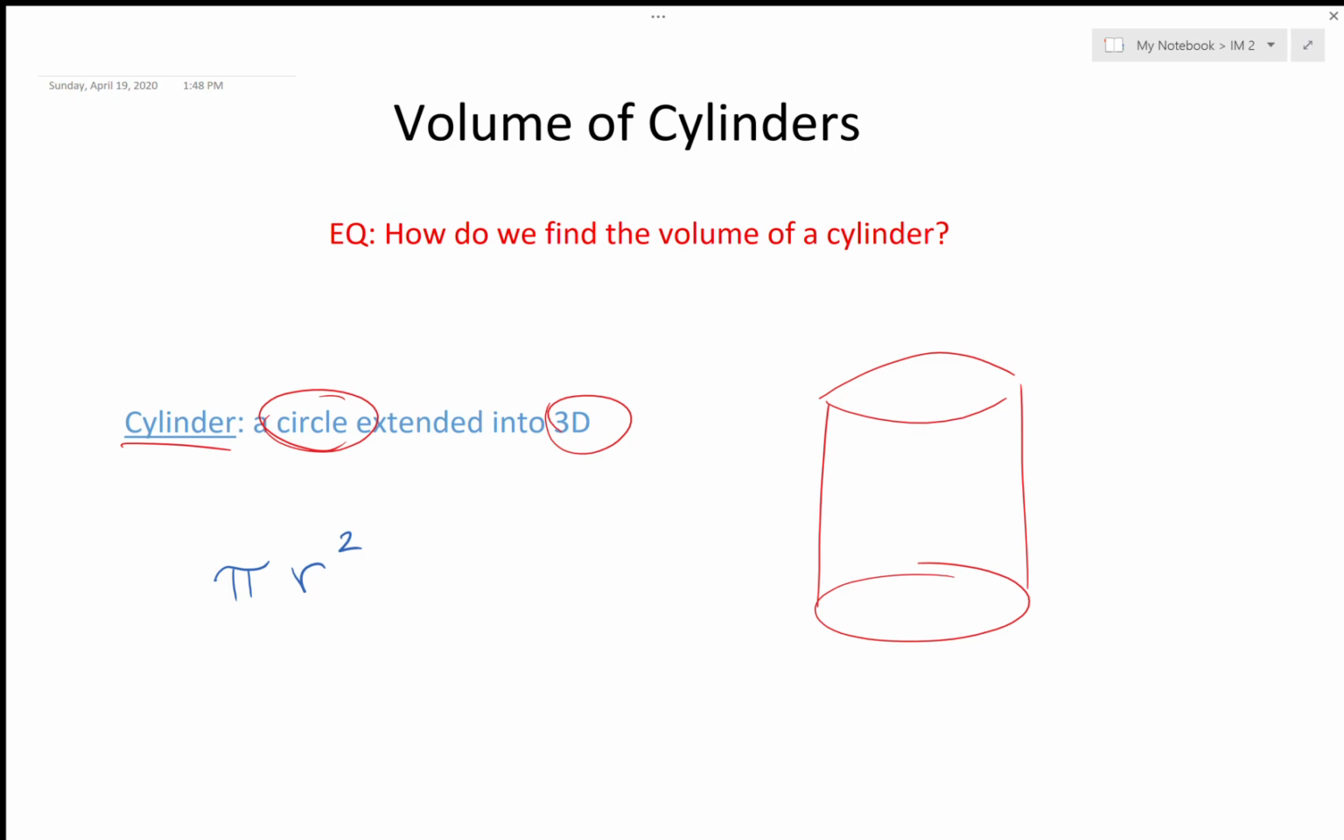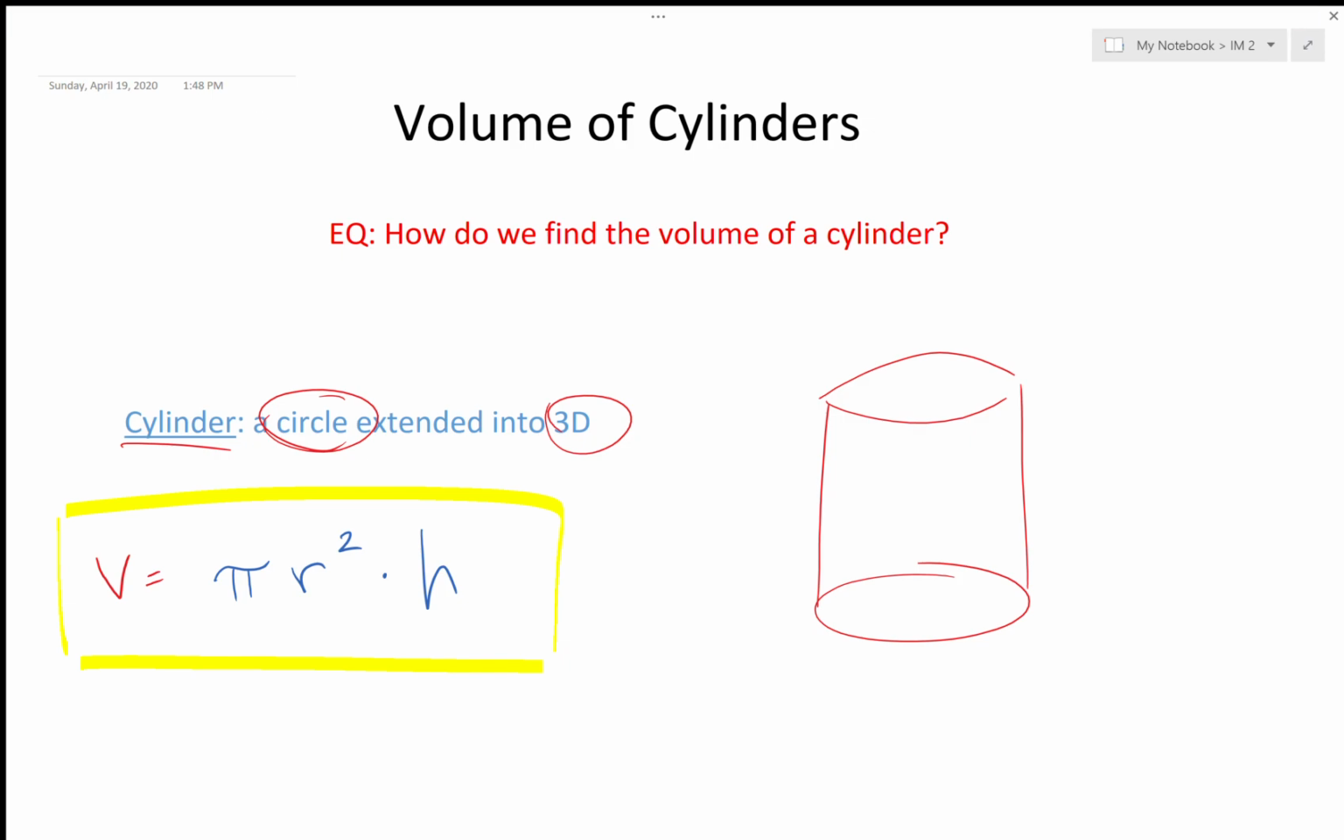What we're going to be doing is adding height to it to make it three-dimensional. So we're going to introduce the h. Okay, h for height. So this right here is how you find the volume of a cylinder. So you want to make a note of that. It is pi r squared times h, the height.